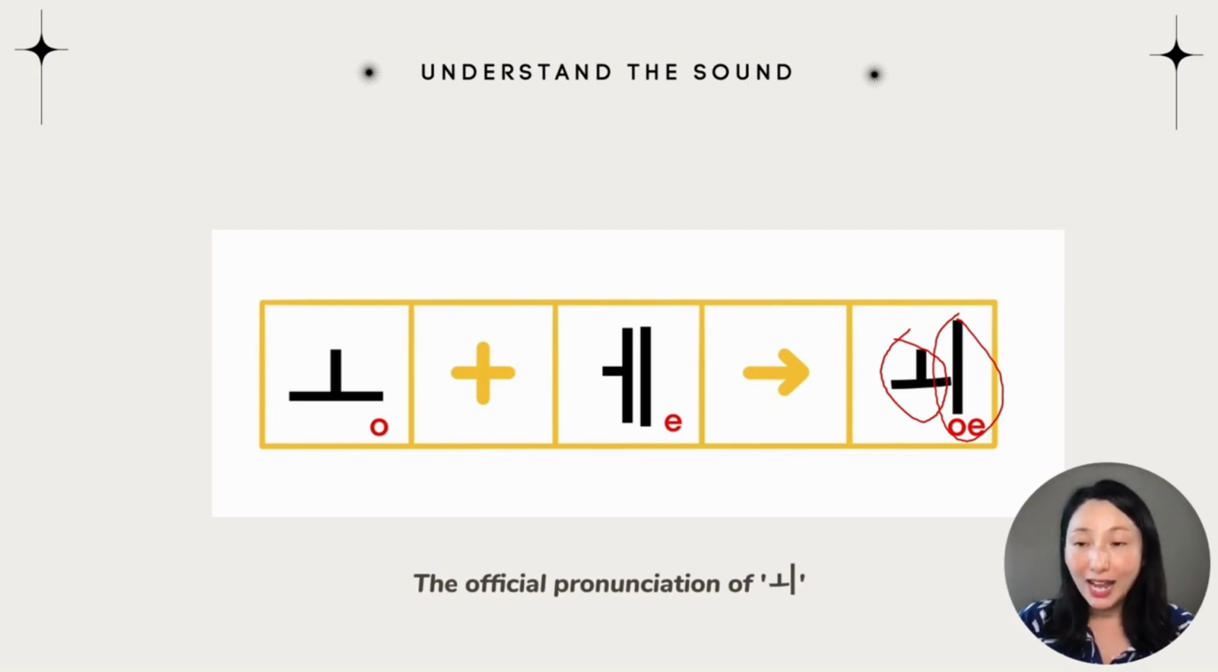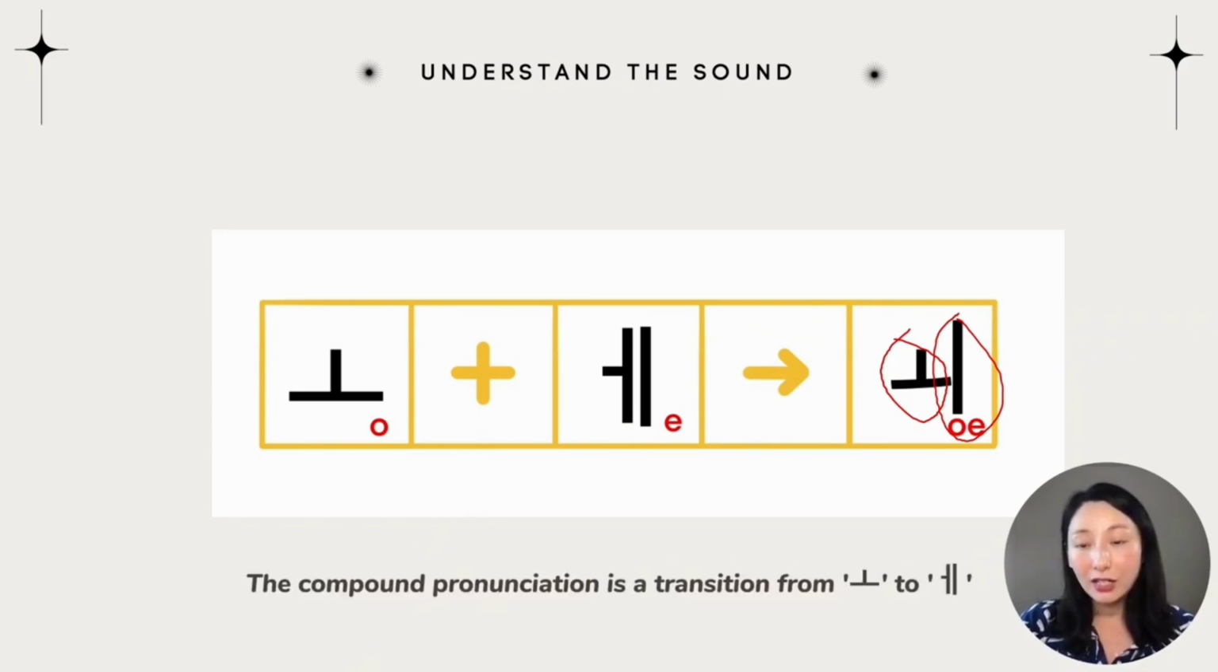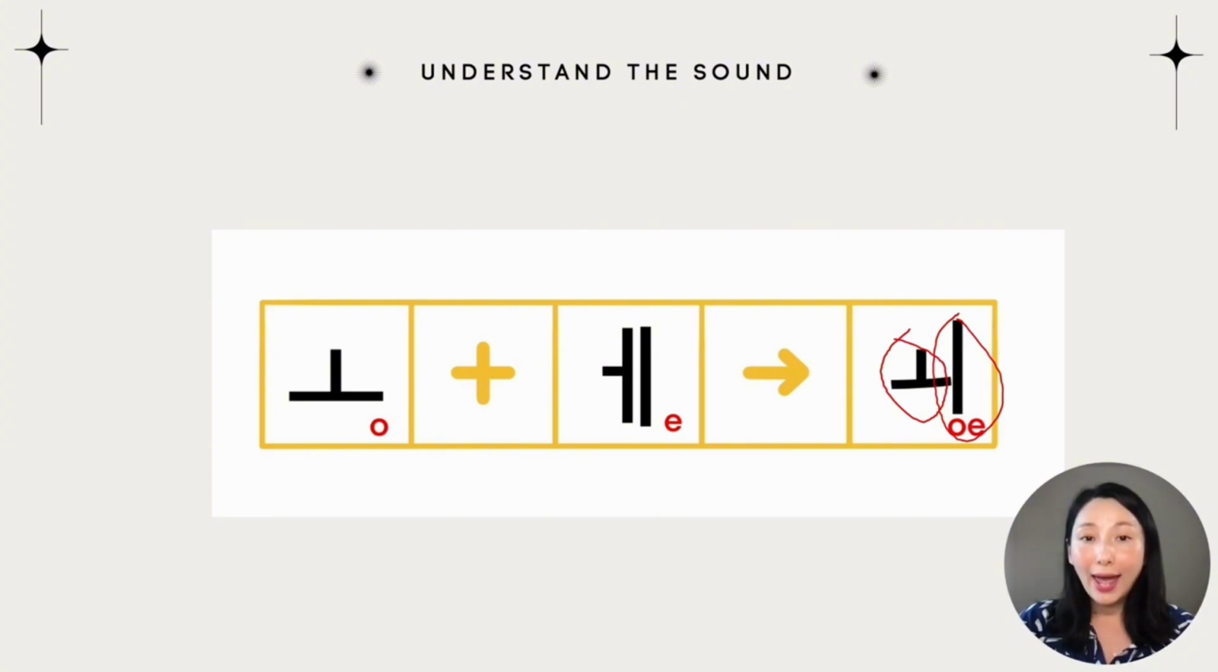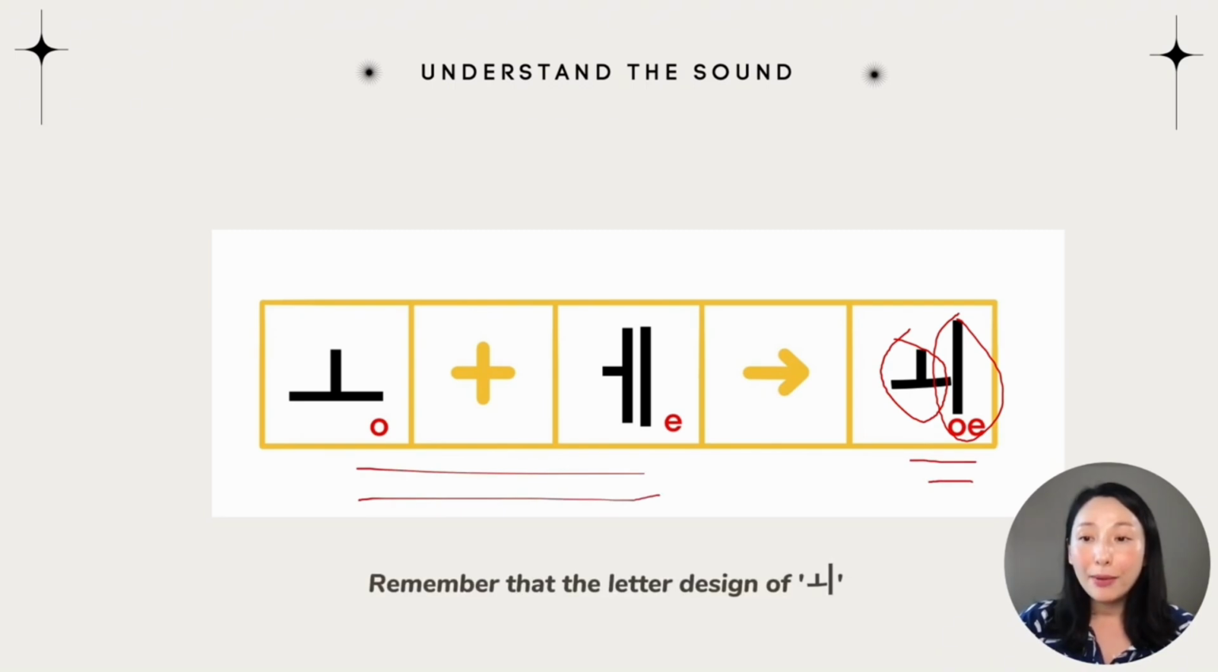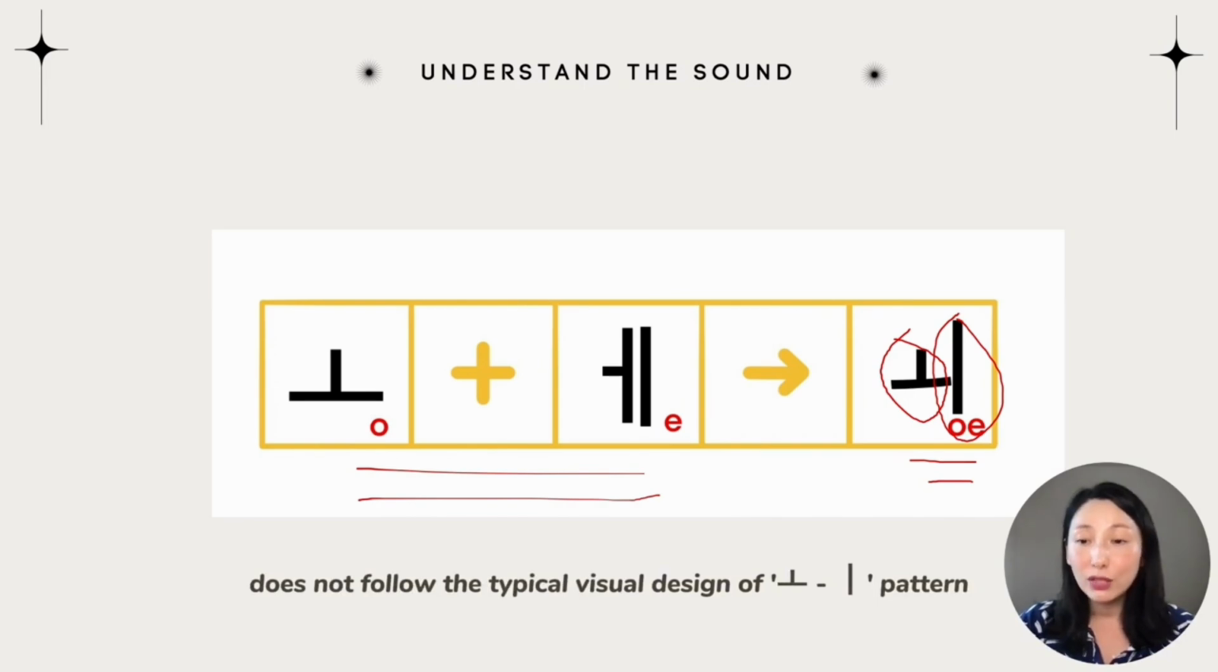The official pronunciation of we is: you make the lips as if you pronounce O, but make the sound of A. However, in modern Korean, the pronunciation of we has changed to we. The compound pronunciation is a transition from O to E. Remember that the letter design of we does not follow the typical visual design of U and E pattern.